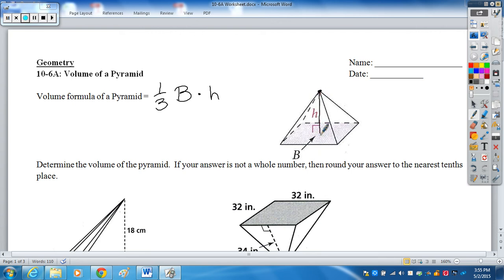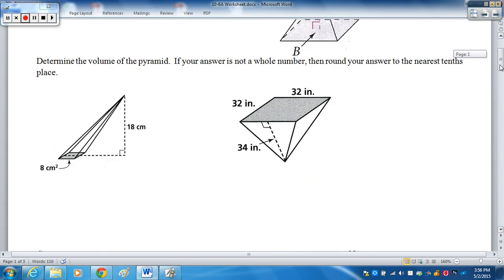And the height we are talking about is perpendicular to the base, not the slant height. The slant height is over here. Remember that. Slant height is there. We don't want that. We want the actual height, okay? So again, the height. Okay? So with that being said, we would like to figure out the volume of these next couple of pyramids.